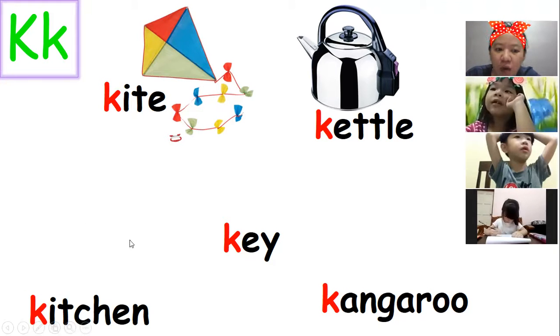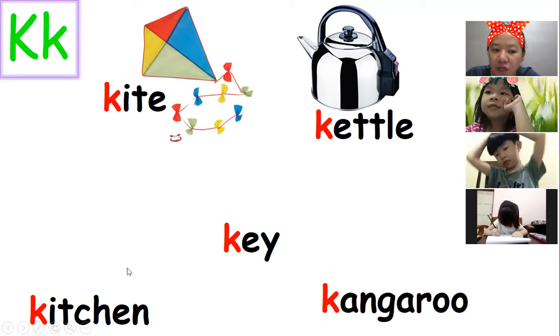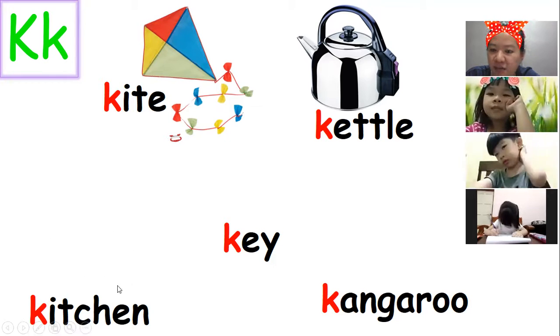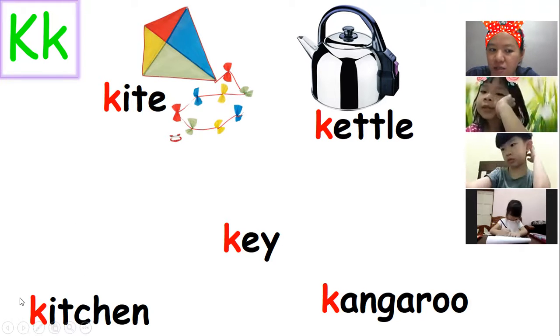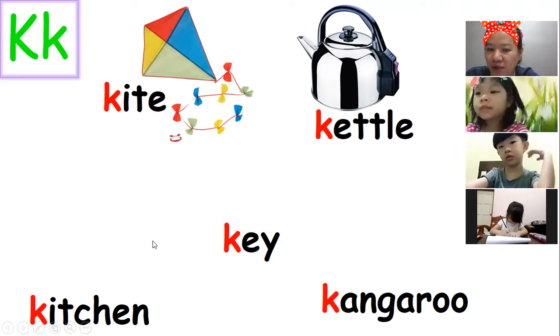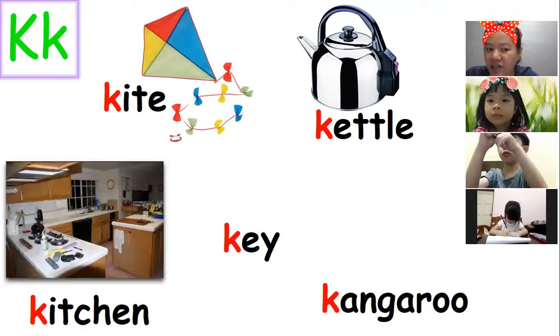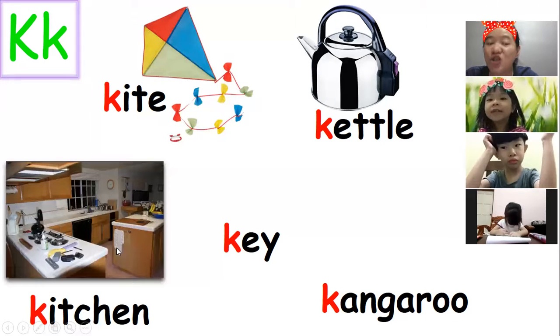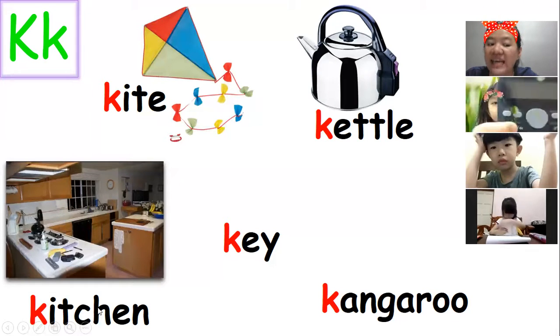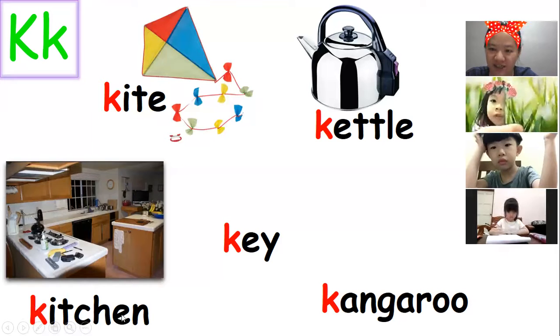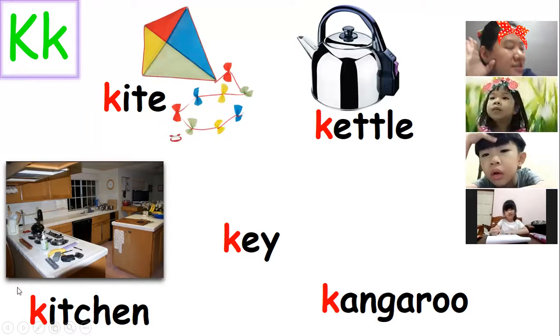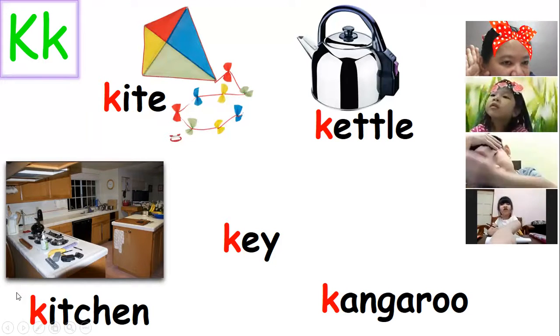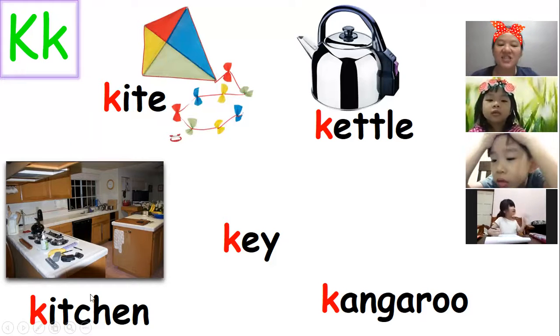This is the place where your mommy cooks. Your mommy is cooking your dinner, your lunch in here. Do you know what place this is? Kitchen. Okay, in Chinese we say 厨房, and we call it kitchen. Kitchen. Yes, kitchen.